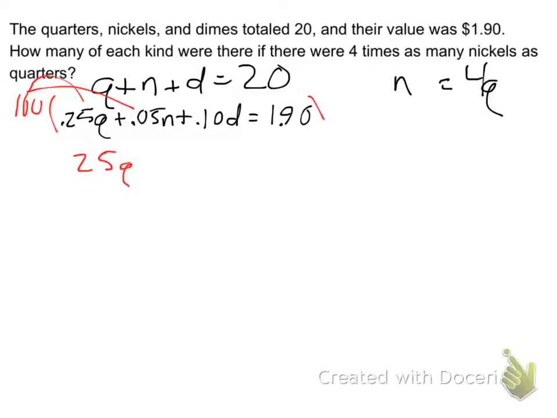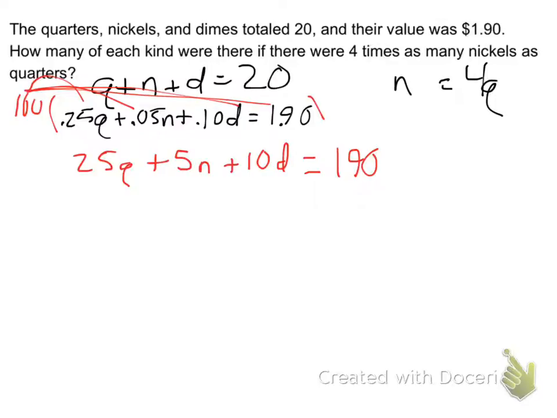Distributing through, I end up getting 25Q plus 5N plus 10D equals 190. Is everybody okay with that? We've done that before. Now, I got 3 equations and 3 unknowns. Everybody's okay with that? Everybody sees that?